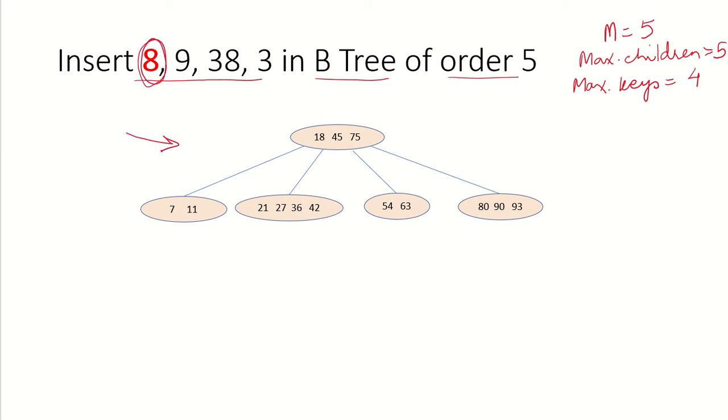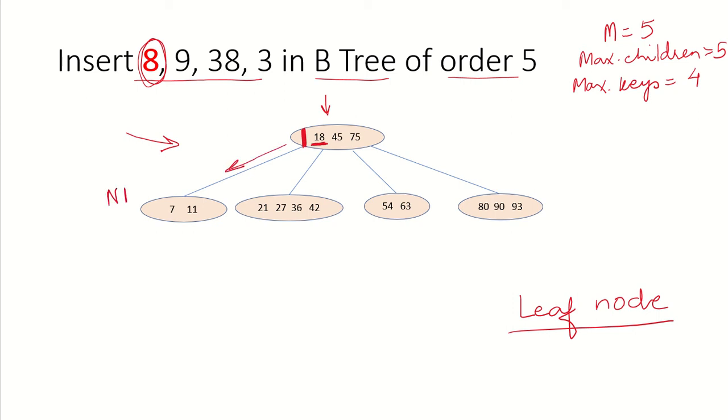So we know that insertions will always take place at the leaf node. So first of all, if we have to insert 8, we will have to find the leaf node where this value can be inserted. So we start from the root. Since 8 is less than 18, we will follow the pointer which is pointing to this node. So we reach this node over here.